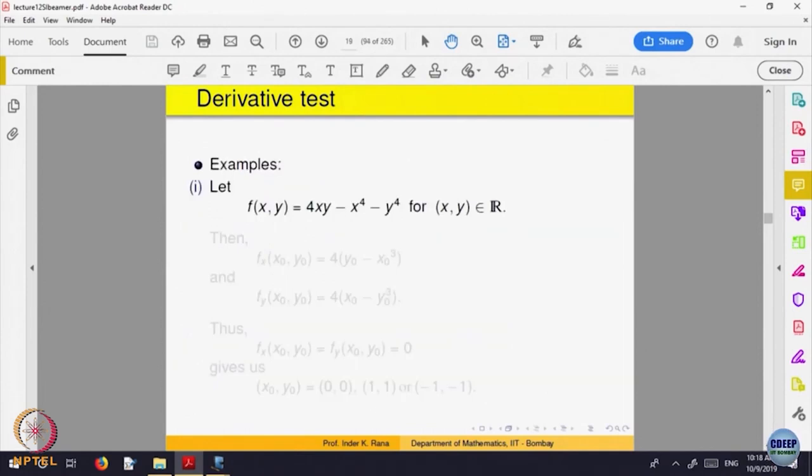So, let us look at this. f(x,y) is equal to 4xy minus x^4 minus y^4. The function is continuous everywhere, it is differentiable everywhere, no problem, it is a polynomial function of two variables. So, what are the partial derivatives? The partial derivative with respect to x will be 4y minus 4x^3, right. And similarly with respect to y it is symmetric. So, you will get the partial derivatives.